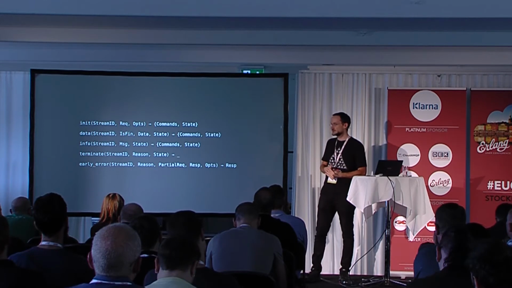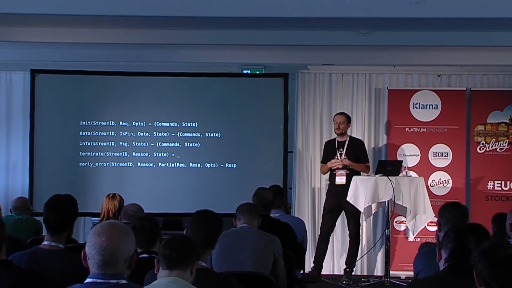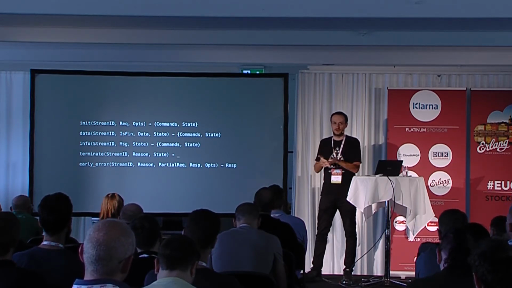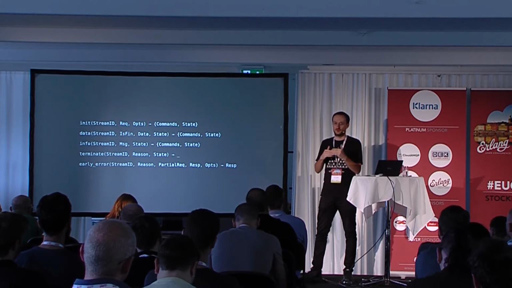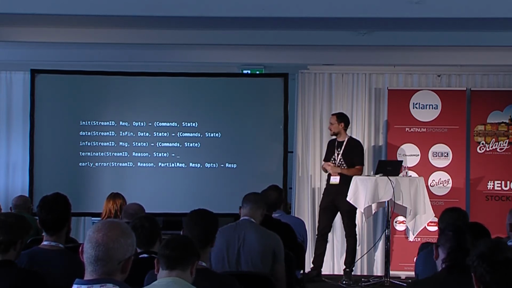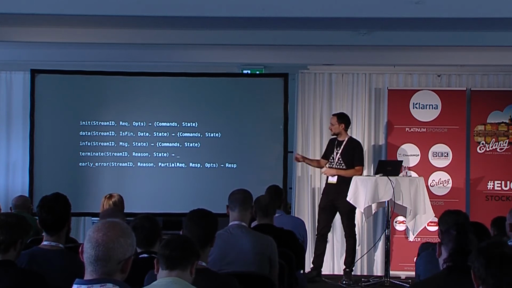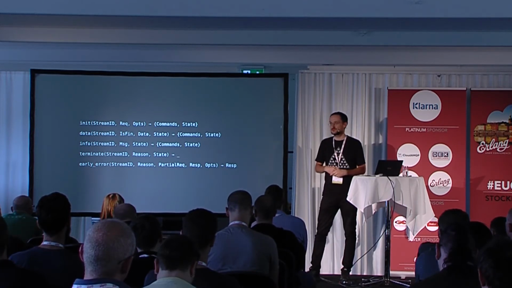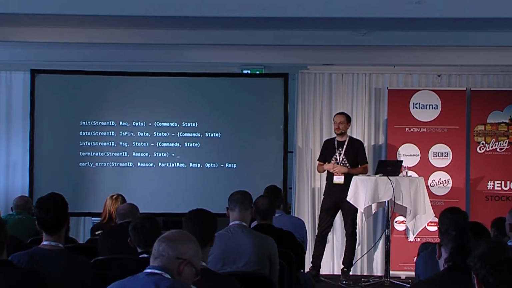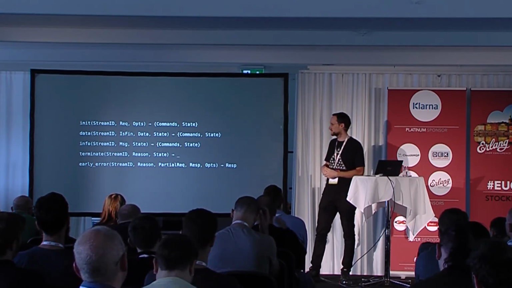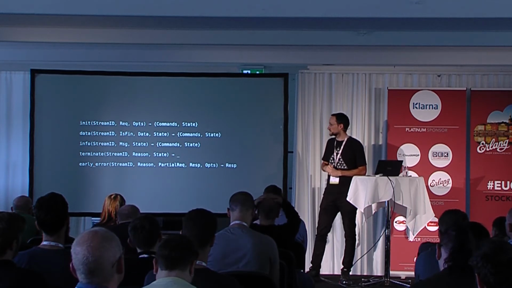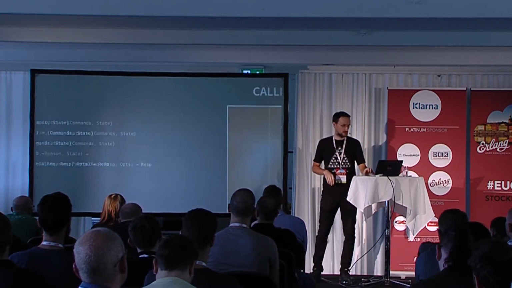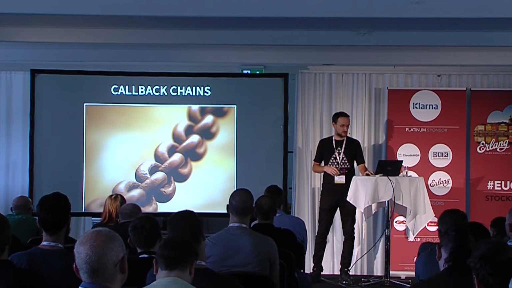Terminate, and early error is a little special. Early error is for all the requests that came in but had an issue before the entire request headers arrived. So that's why in early error you have partial req instead of req, because it may contain nothing, it may contain just the method and path and so on. And so with this interface you can do a lot of things. We will come to it very soon.